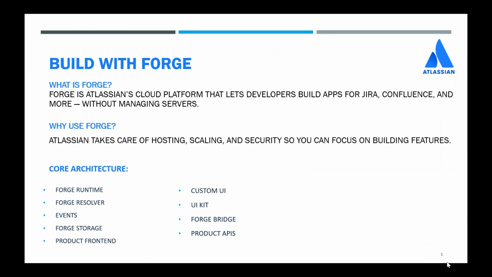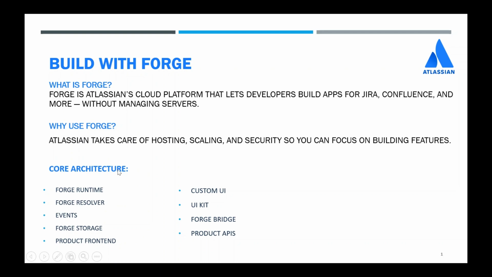Hello everyone. In this video, we are going to talk about how to deploy your first Atlassian application using Atlassian Forge. So, what is Forge? Forge is Atlassian's cloud platform that lets developers build apps for Jira, Confluence, and more without managing servers. So you don't need to worry about servers and deploying. Why use Forge? Atlassian takes care of hosting, scaling, and security, so you can focus on building features.